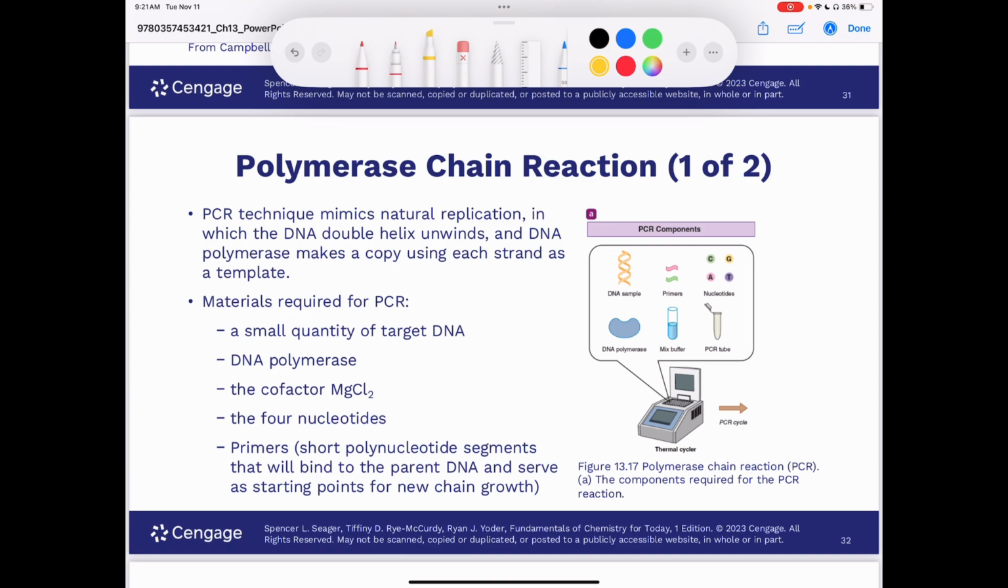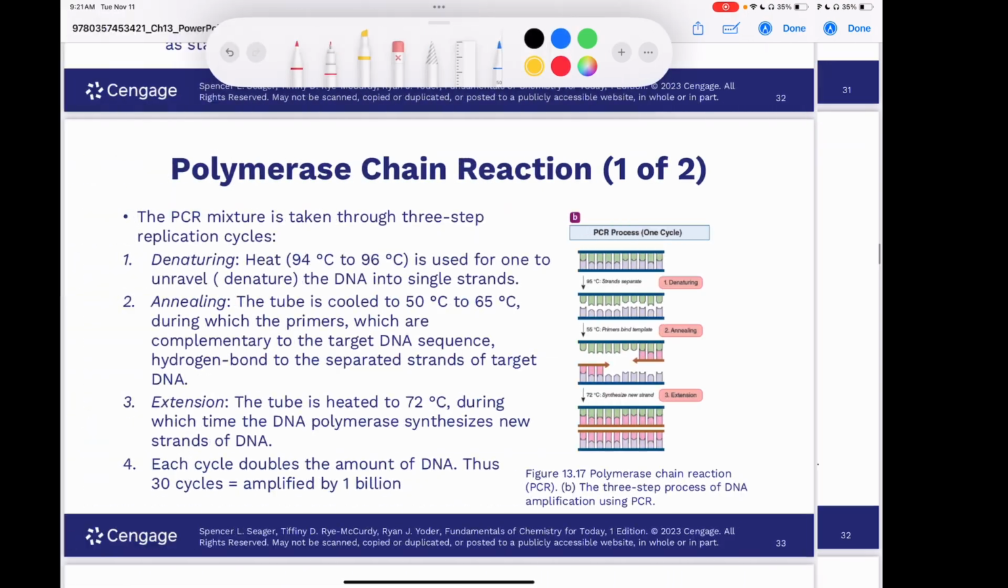To perform PCR, a small quantity of the target DNA is added to a test tube along with a buffered solution containing DNA polymerase, the cofactor magnesium chloride, which is needed by the polymerase to function, the four nucleotides, or the four building blocks, and primers. The primers are short polynucleotide segments that will bind to the separated DNA strands and serve as starting points for new chain growth. The PCR mixture is taken through three-step replication cycles.